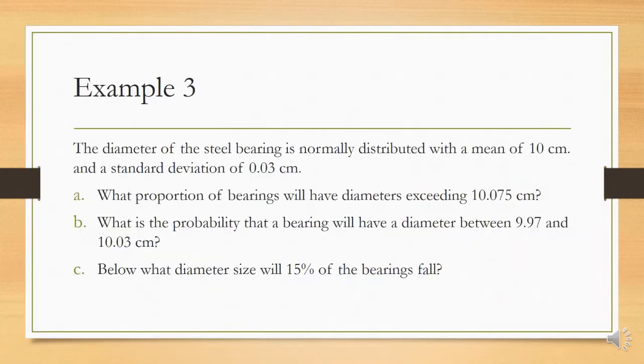Let's have another example. So, the diameter of the steel bearing is normally distributed with a mean of 10 centimeters and a standard deviation of 0.03 centimeters. So, what proportion of bearings will have diameters exceeding 10.075? The next one is, what is the probability that a bearing will have a diameter between 9.97 and 10.03 centimeters? And the last one is, below what diameter size will 15% of the bearings fall?